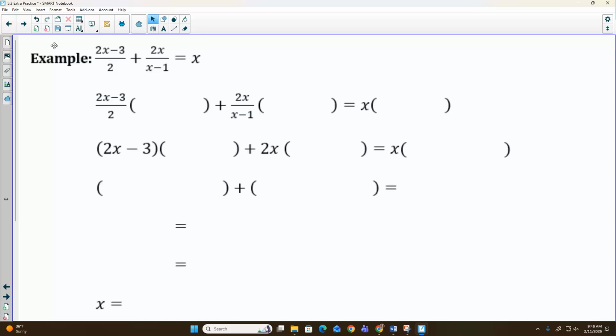Your strategy is at the top. You multiply everything by the least common denominator. We have to check our answers on this. When I look at question number 1, what do I know x cannot be?